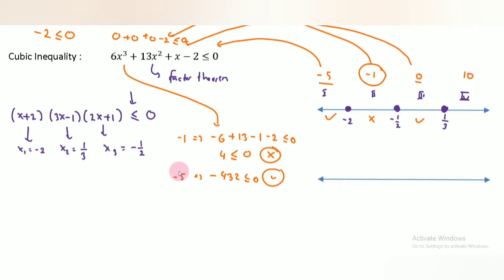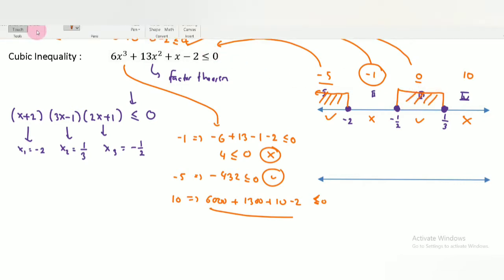The last one is 10. So if I use 10, it will be 6,000 plus 1,300 plus 10 minus 2 less than or equal to 0. Well, I can believe that this one is a huge positive number, and it is not less than or equal to 0. Therefore, it won't satisfy. So actually, you can see that this one satisfies, this one not, and this one satisfies.